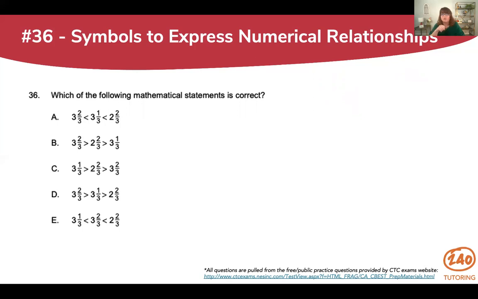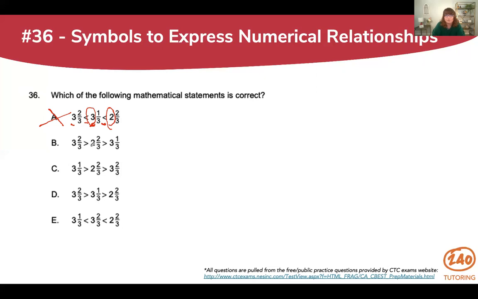Lots of fractions to look at. Guys, let me show you a trick. I'm just going to start with the whole numbers. I'm not even going to worry about the fractions yet. I'm just going to look at the whole numbers and see which ones of these can be correct. So this is saying 3 is less than 3. Well, that could be correct depending on the fraction. So I'm going to keep going. This says 3 is less than 2. Well, we know 3 is not less than 2. It doesn't matter what the fractions are. So A can't be correct. Let's look at this one. 3 is greater than 2.